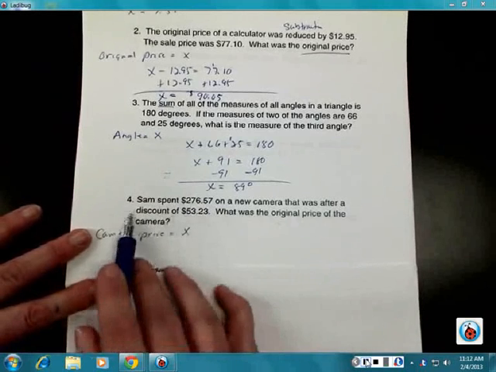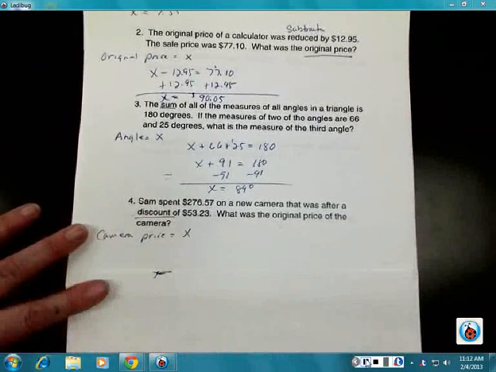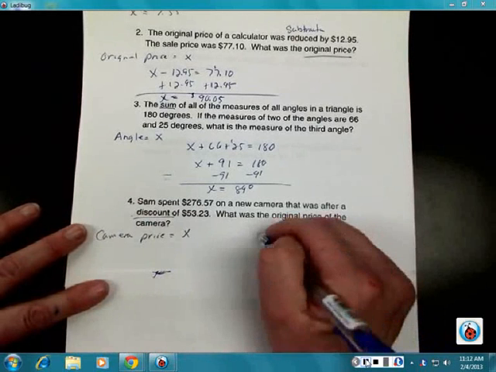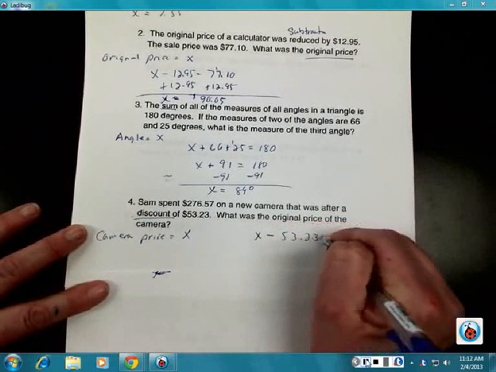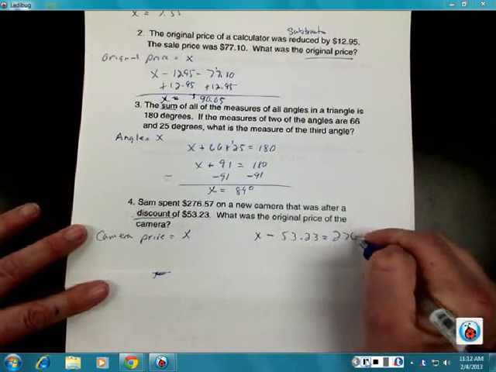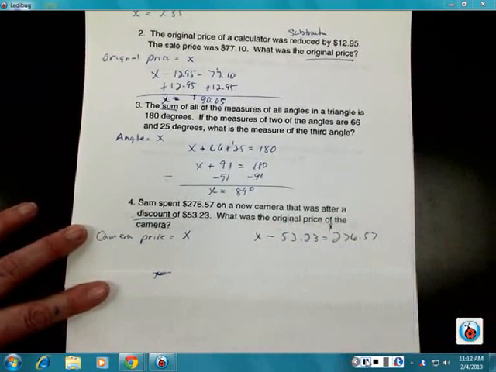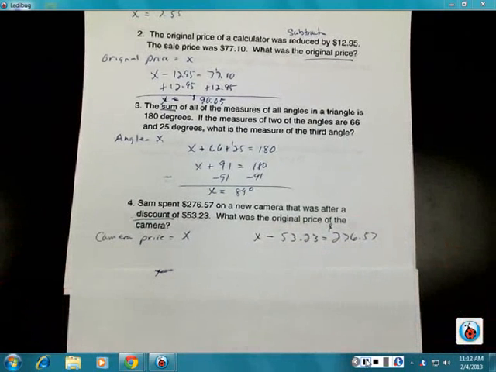We know he spent $276.57, but that was after a discount. So what does a discount mean? So X minus 53.23 equals 276.57. Right. That's what he would walk out the door with.